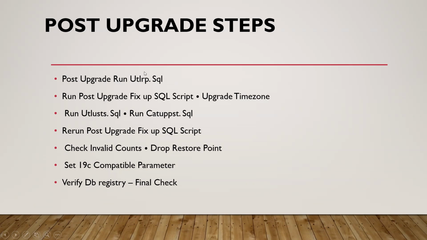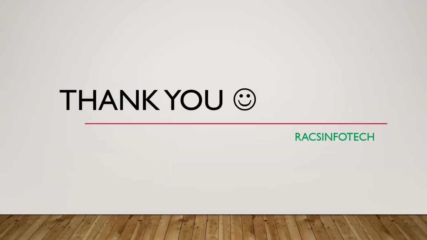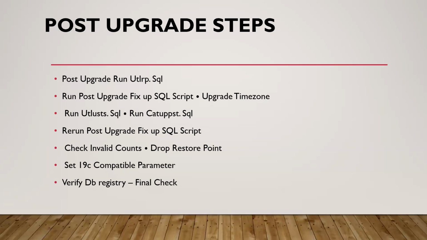If you find any invalids, you can run the utlrp script to compile your invalids. Then we can take a complete backup once you have upgraded and converted from non-multitenant to multitenant. Take the complete backup and keep it safe on any disks, local disk or external disks, for security purposes. That concludes our upgrade path. This is the way we are going to approach our database upgrades. Thank you.